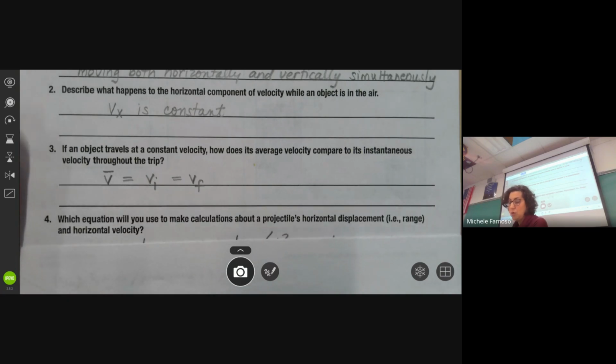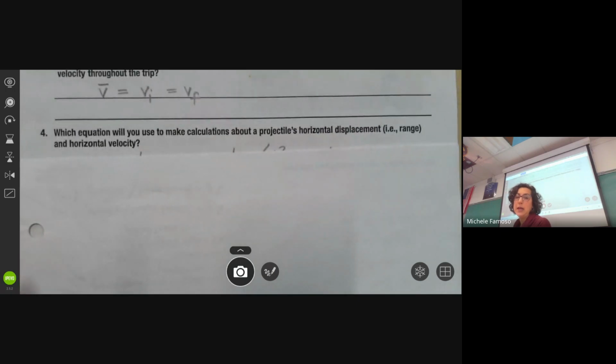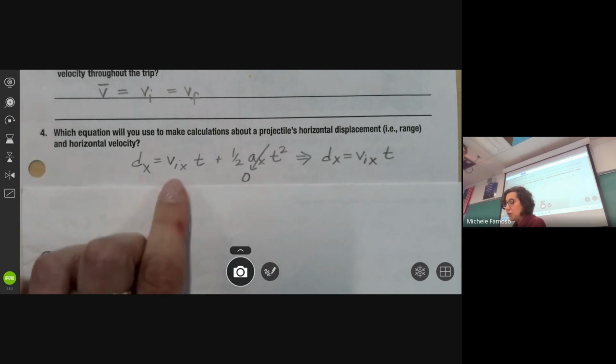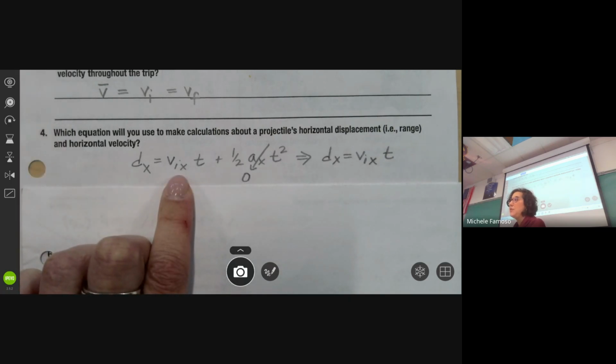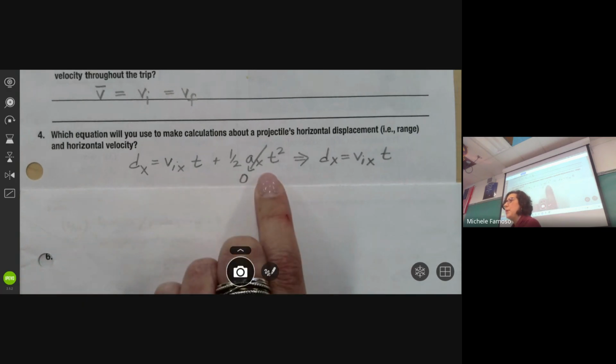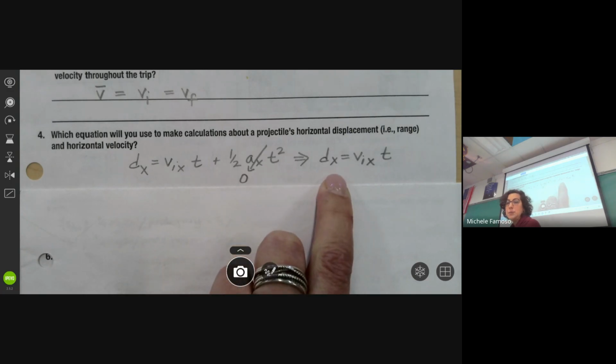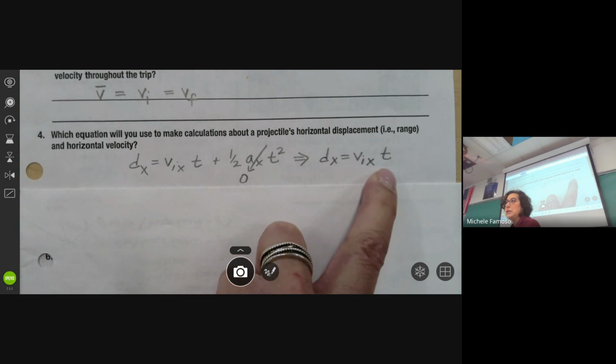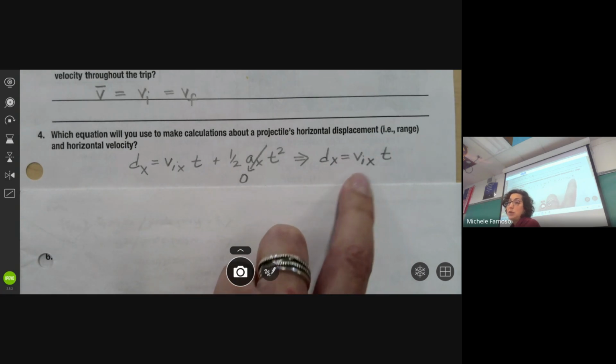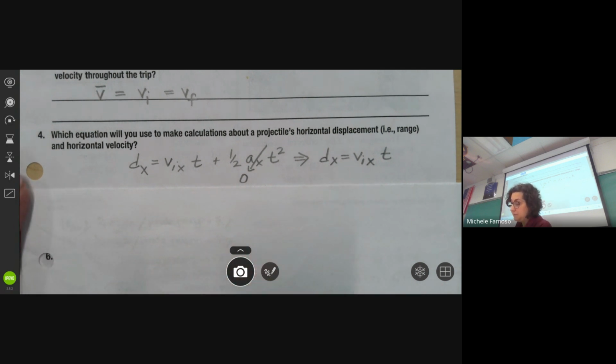Number 4, which equation should you be using to make calculations about a projectile's horizontal displacement, meaning its range, and its horizontal velocity? You're going to start with d = v_i t + 1/2 a t². You're going to drop out the 1/2 a t² term because a is 0, leaving you with just the displacement is the initial velocity times the time. So the initial velocity is the displacement divided by the time.